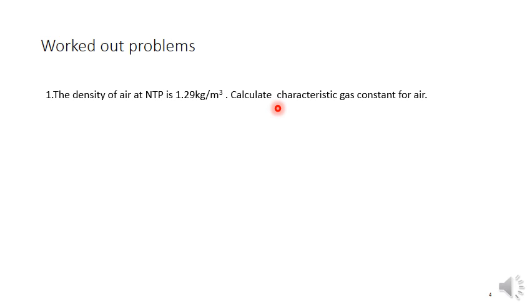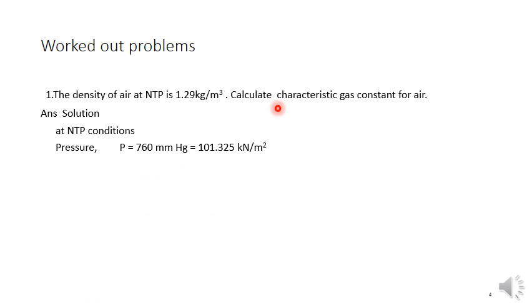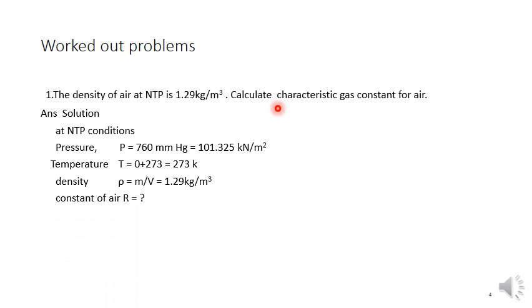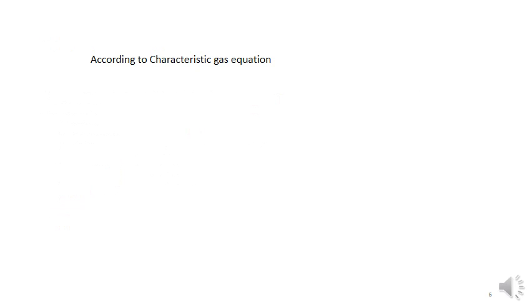So, first write the given data and write the formula. PV is equal to RT. First I am writing the data. Pressure P is equal to 760 mm of mercury, or 101.325 kilonewton per meter square. Next, temperature 273 Kelvin. Density is equal to mass by volume, 1.29 kg per meter cube.